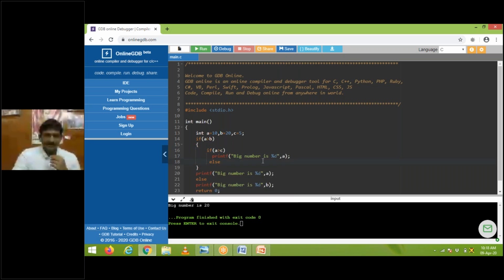Else, for example, in this case, A is greater than B is true. That means A is big. But A is greater than C is false.